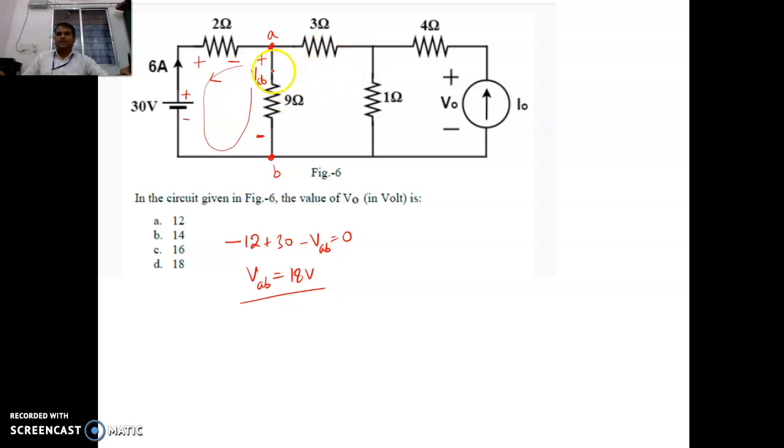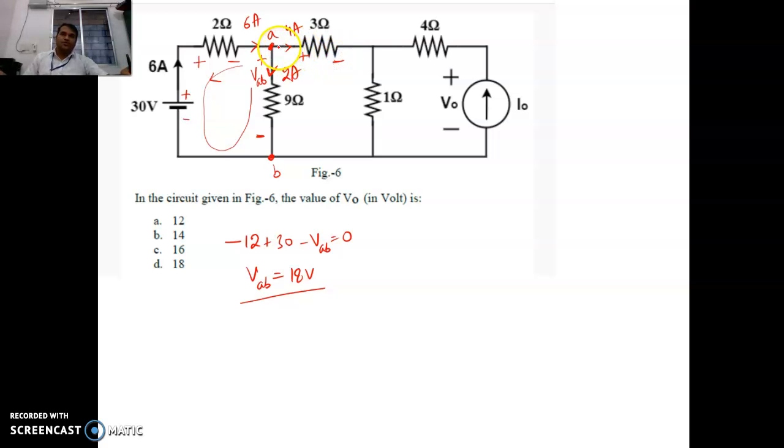Similarly, if I know the value of VAB and the plus and minus signs, the current is obviously going down. Here the current is 6 ampere coming in, and some current is going down. How much? 18 divided by 9, that is 2 amperes. If 2 ampere is going out, the current here is obviously 4 ampere. So now you can see that we can easily find the current through the 3 ohm resistor, and we can also get the sign convention depending on the current direction.